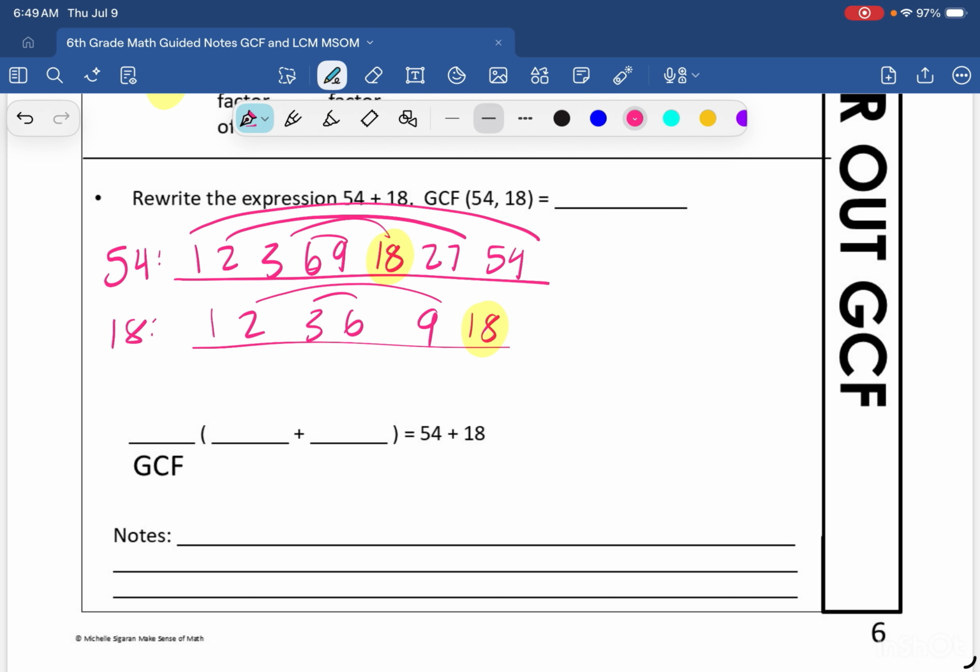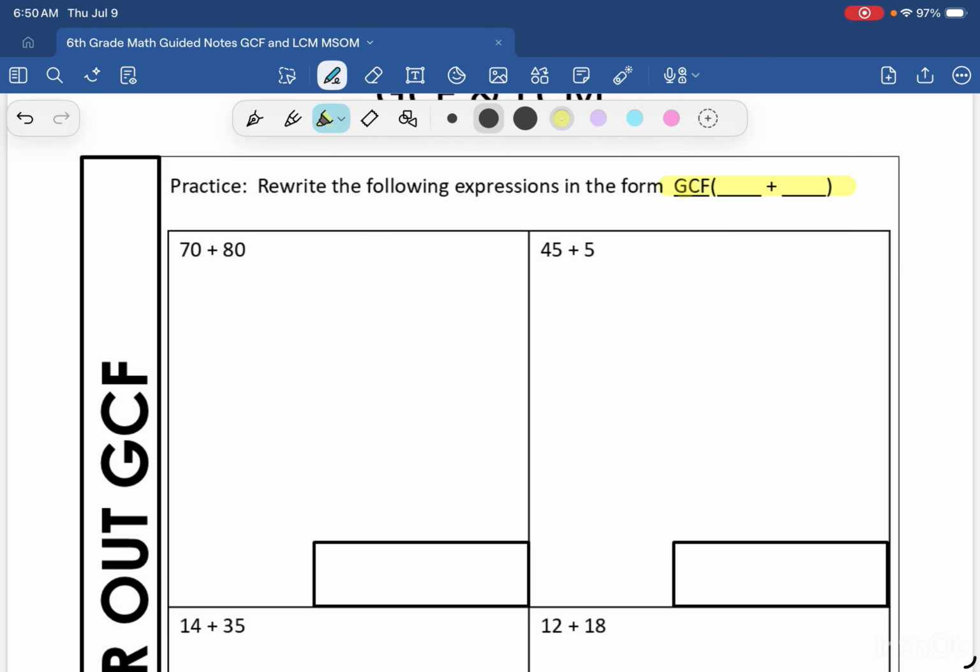So we're going to write that right here. So 18 goes on the outside. 18 times what is 54? 18 times 3, and then 18 times 1 is 18. So 18 on the outside, 3 and 1 on the inside. Rewrite the expressions in this form right here.